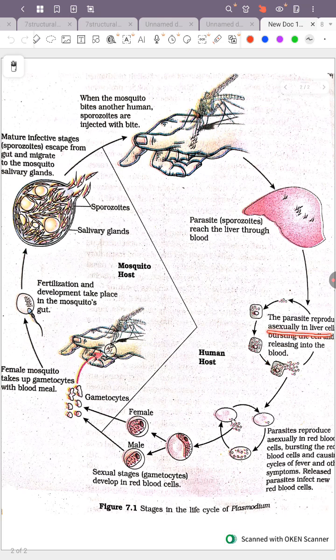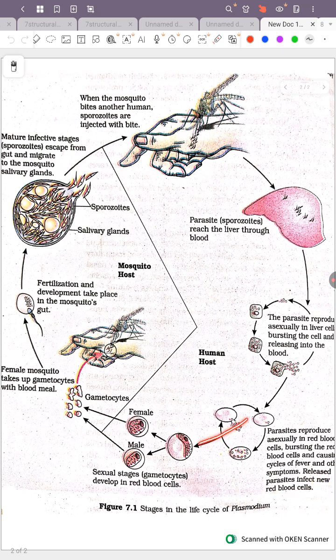The parasite reproduces asexually in the liver cell, bursting the liver cell and releasing into the blood. From there, to reproduce asexually, it enters the RBC, the red blood cells. In the RBC also asexual reproduction occurs. When bursting of the RBC occurs, fever and chill are the symptoms. The released parasite infects another new red blood cell.